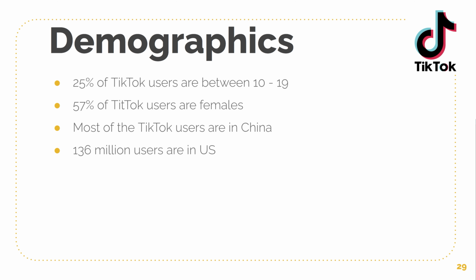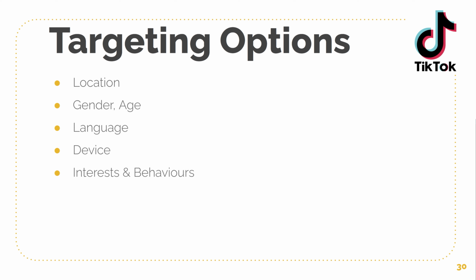Most of TikTok users are from China. That's another fact that you need to consider, that your TikTok population is from China. 136 million users are from US. So there are still enough people from United States who you can target on the platform. Targeting options are location, gender and age, language, device, and interest and behavior. Interests and behavior are not super accurate on TikTok.